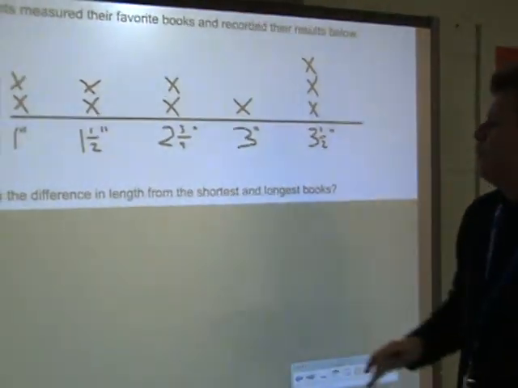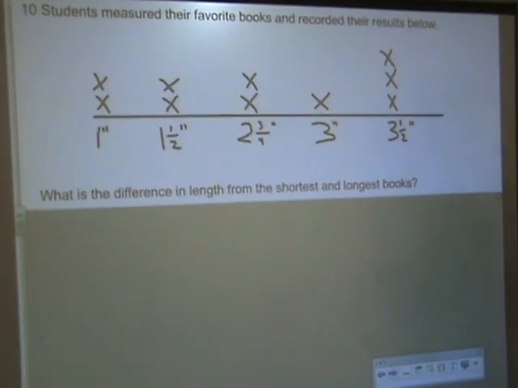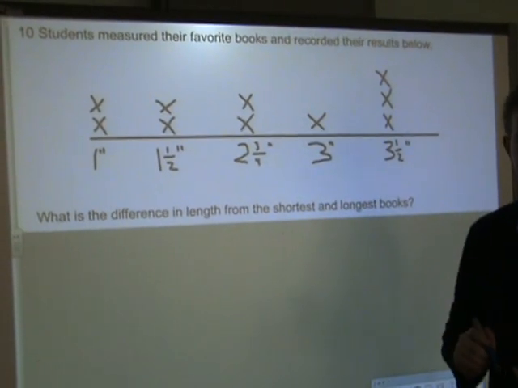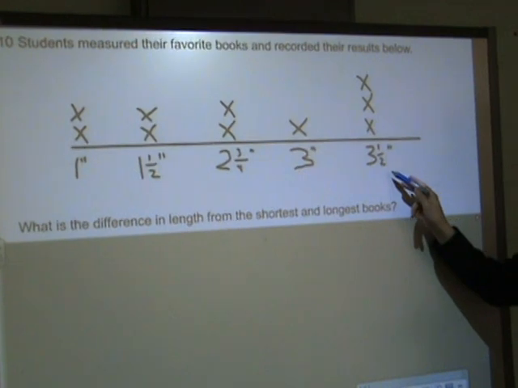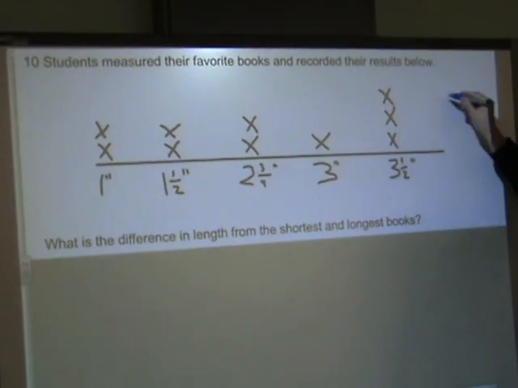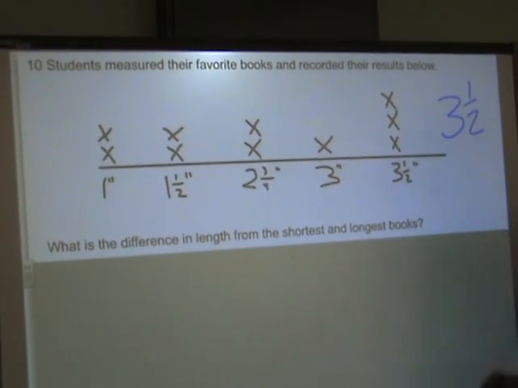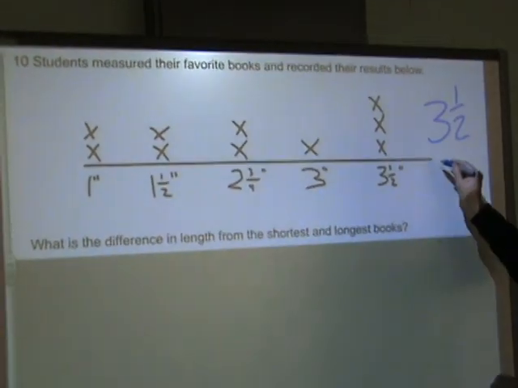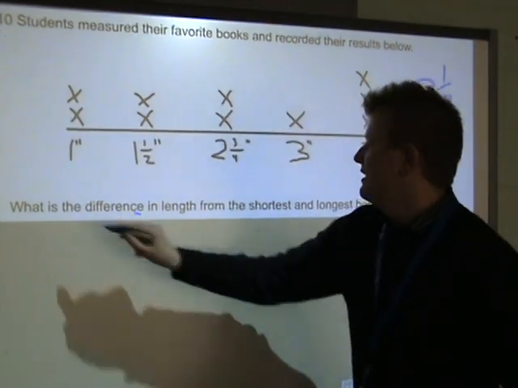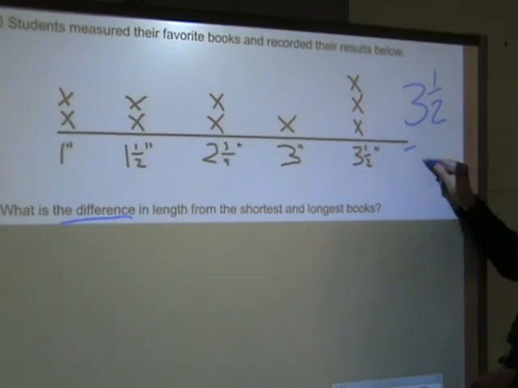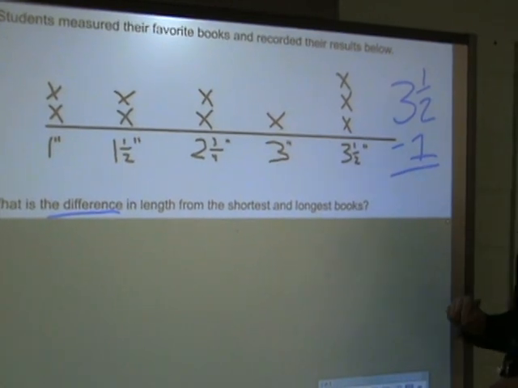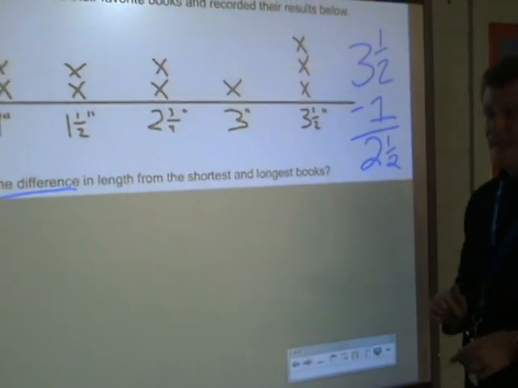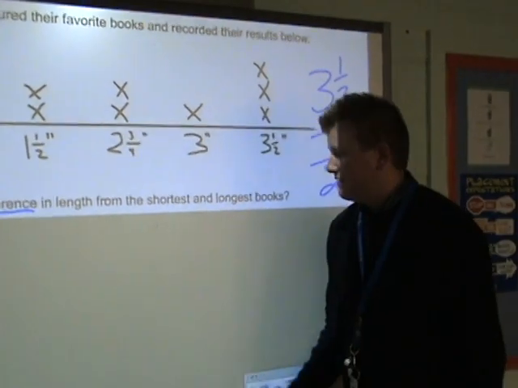All right, what is the difference in length from the shortest and the longest book? Well, we can figure that out using this information right here. The longest book that anyone said they liked was 3.5 inches. The skinniest book that anyone said they liked was 1 inch. So the difference tells me subtraction. 3.5 minus 1 inch is going to be 2.5 inches. That's the difference in length.